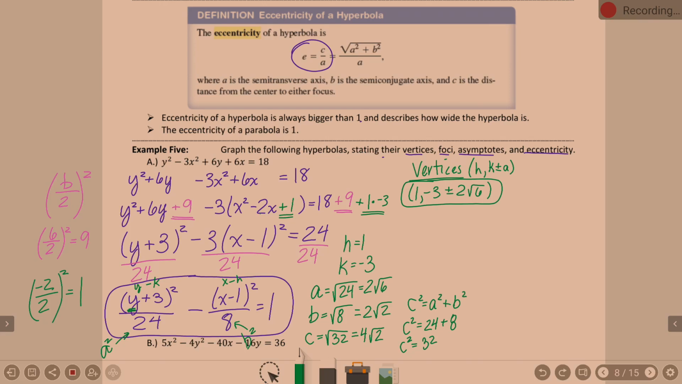What about foci? H, comma, K plus or minus C. So 1, comma, negative 3 plus or minus 4 square root of 2.